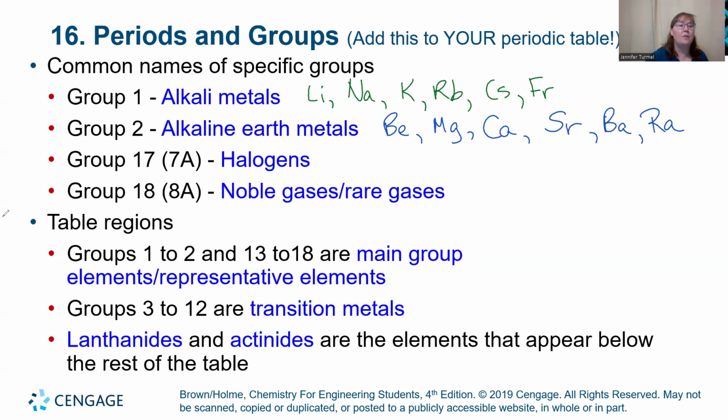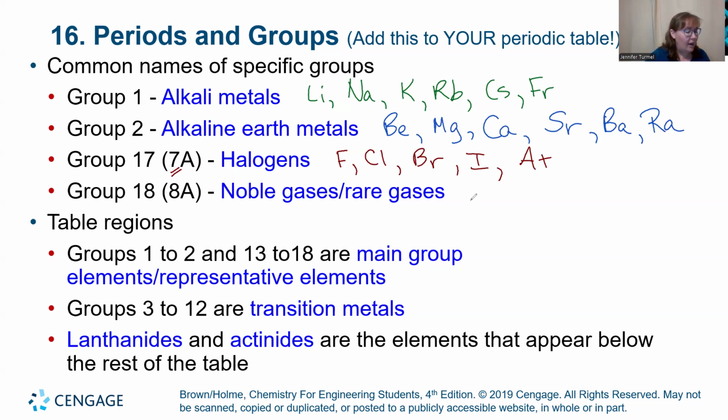Next, we have our halogens. Now we're going all the way over to column 17, also called 7A, and the numbers actually correspond here with the number of valence electrons, which we'll get to more later. The halogens are fluorine, chlorine, bromine, iodine, and astatine. And technically, I guess tennessine, but we don't do those.